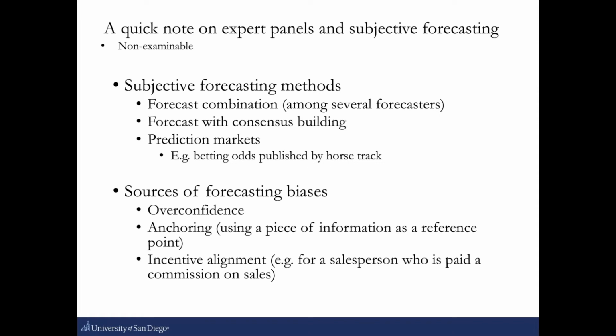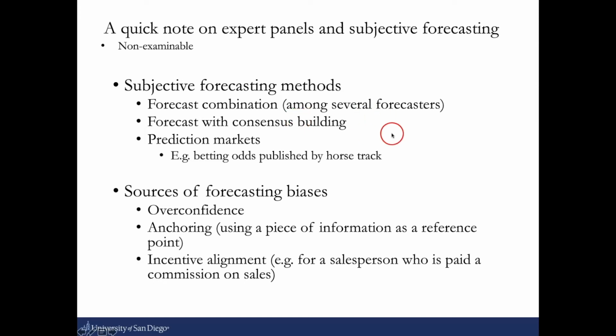Now, I'm going to give you a quick note on expert panels and subjective forecasting to complement the materials that we've gone through so far about objective forecasting. This slide is non-examinable, and we're going to talk about 3 methods of subjective forecasting, and they all involve human beings. So the first method is forecast combination among several forecasters. So this entails combining forecasts that are generated by different forecasters into one single value. So this is akin to taking an average across different values.